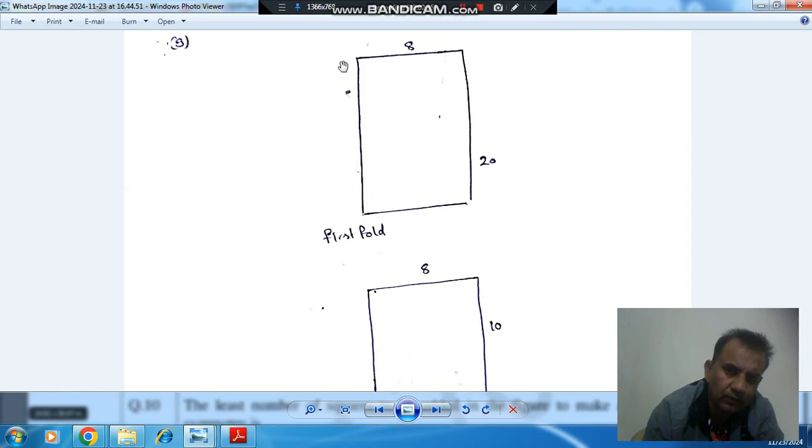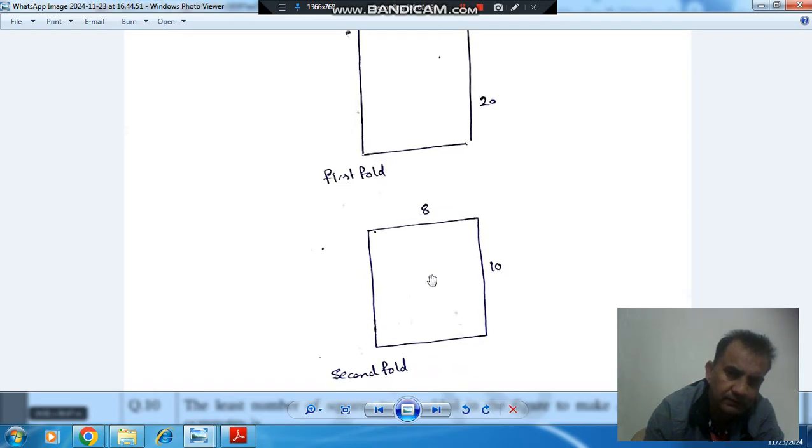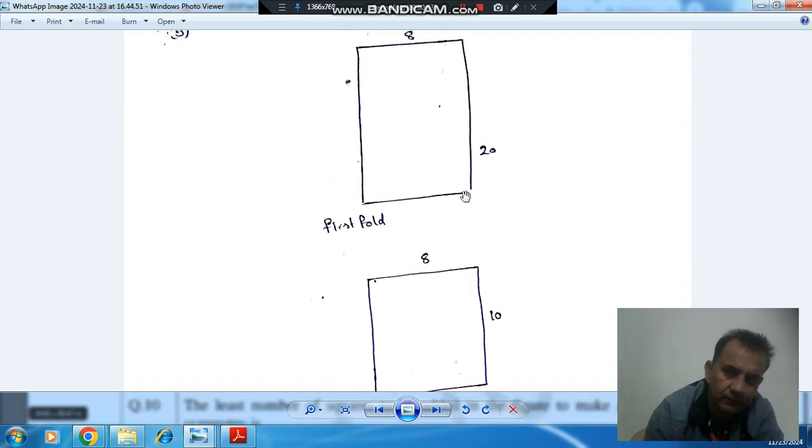So this is your original sheet. This is 20 centimeters, 8 centimeters, and this is a longer side, and it is folded perpendicular to the longer side. So after first fold, we'll get this. This will be 10, and this will remain 8. So this is the longer edge, and this is a perpendicular to longer edge.